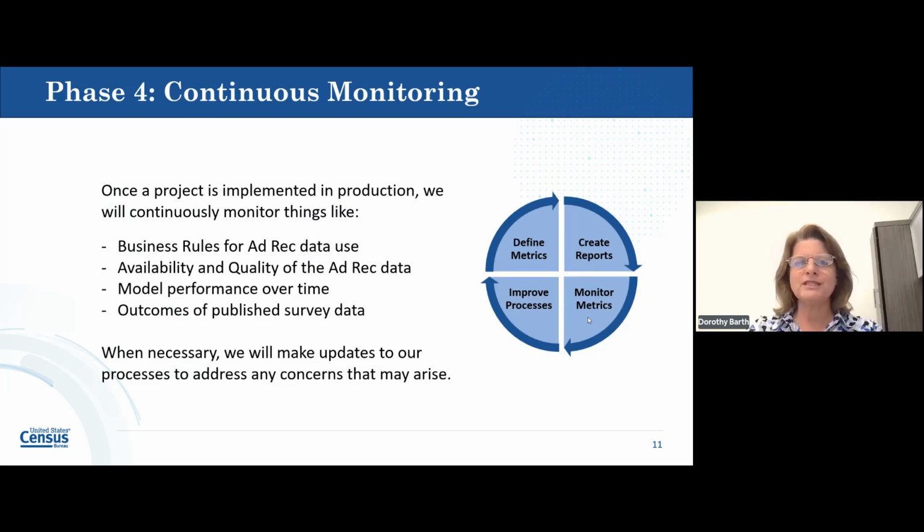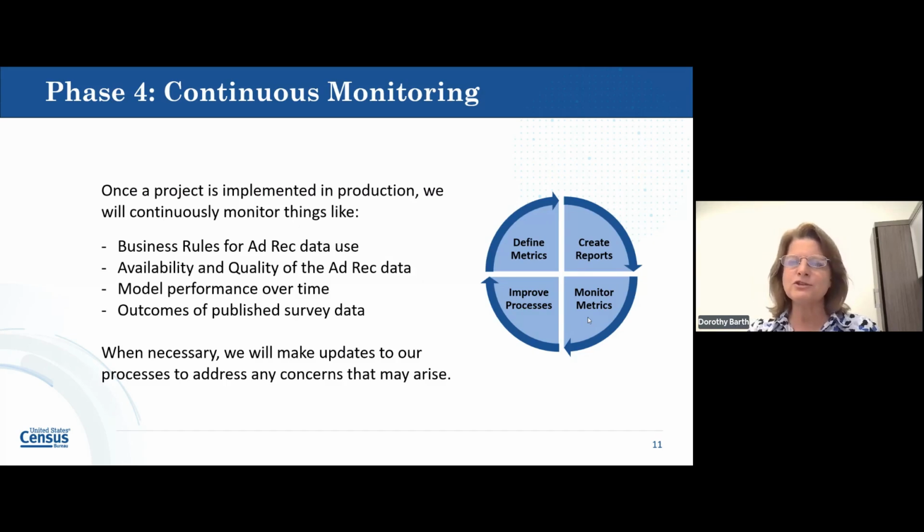I'm not going to go through implementation because that just is how we operationalize the methodology that we came up with. So I'm going to skip implementation, but go to what I was talking about with continuous monitoring. So once a project's been implemented, we are going to monitor the business rules we created. Are they still okay? The availability and the quality of data, is it the same? Do we have a new contract? Is the quality the same? How is our modeling performing? What are the impacts on the survey data? Let's just keep monitoring, keep track of that.